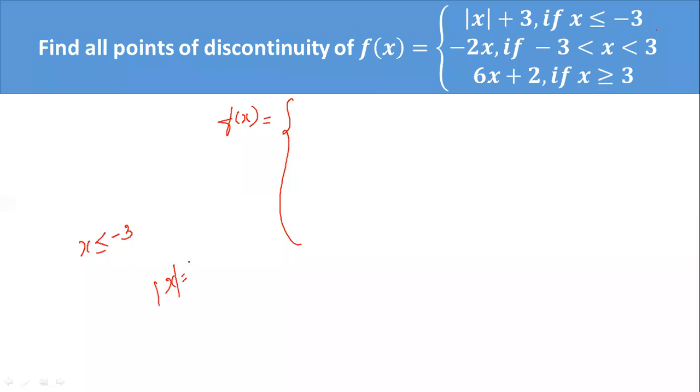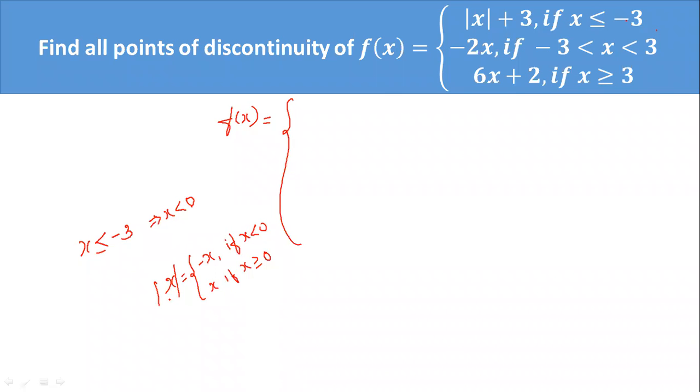How do we define mod x? Mod x is -x if x is less than 0, it is x if x is greater than or equal to 0. Correct? So x less than or equal to minus 3, obviously it is less than 0. That implies x is less than 0 also. Is it true? Okay.